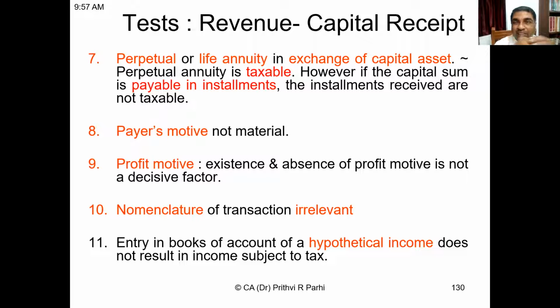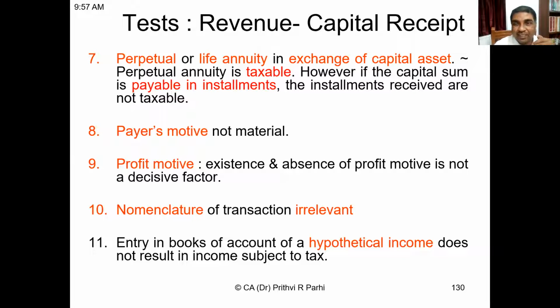some amount, not exactly in installments. I'll be getting some annuity. That is, periodically I'll be receiving some amount. Let us say monthly some money I'll be receiving, or annually some amount. So this is an example of perpetual annuity or life annuity in exchange of a capital asset. If this is the kind of transaction, then this is a revenue receipt and it is taxable. That means the capital asset is converted into a stream of cash flow called annuity.